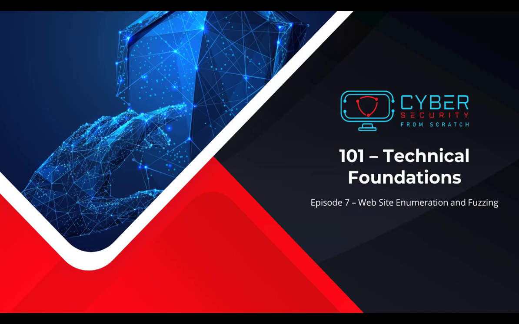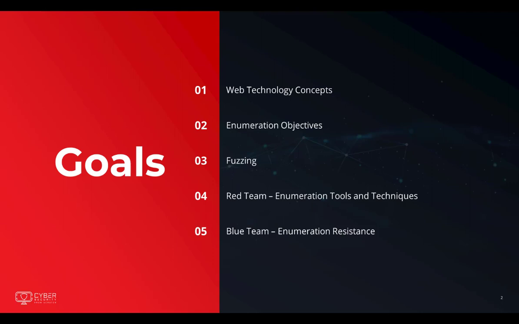Welcome to Cybersecurity from Scratch, Episode 7, Web Enumeration and Fuzzing. For this episode, we're going to start out talking about some of the foundational web technologies that the internet utilizes. We'll then talk in a little bit of the abstract what the overall objectives are for enumerating a website, and then we'll get into how fuzzing can be used to accomplish this.